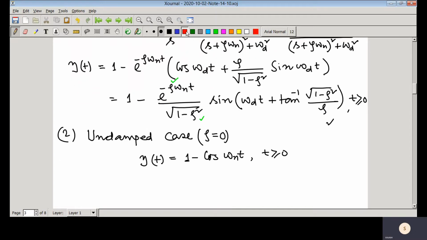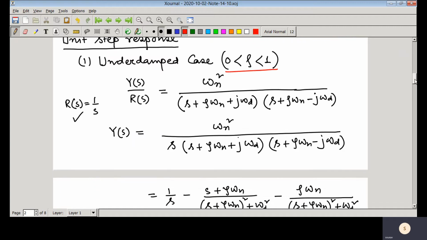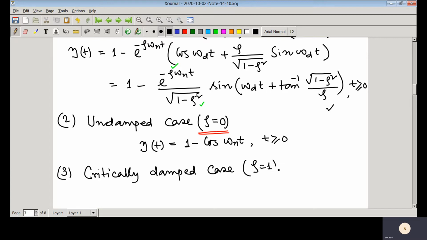The important thing is, this is the undamped case when zeta equal to 0, and this is the underdamped case whenever zeta varies from 0 to 1, and this is the third case, whenever zeta equal to 1. That is called the critically damped case. Whenever zeta equal to 1, the system is critically damped.